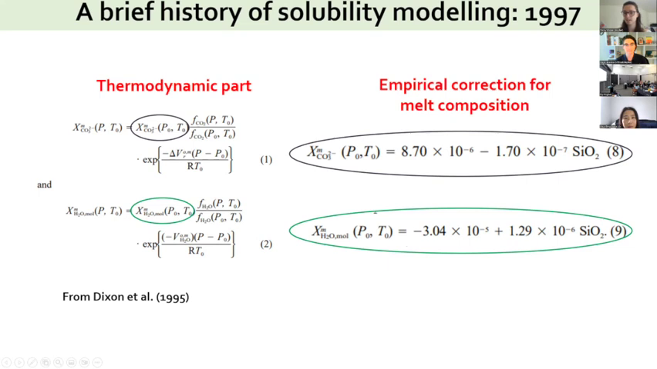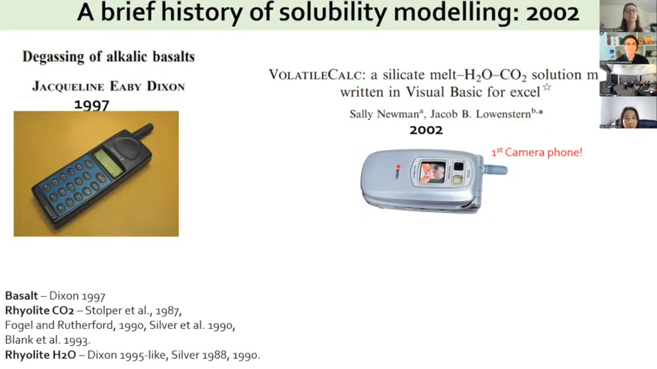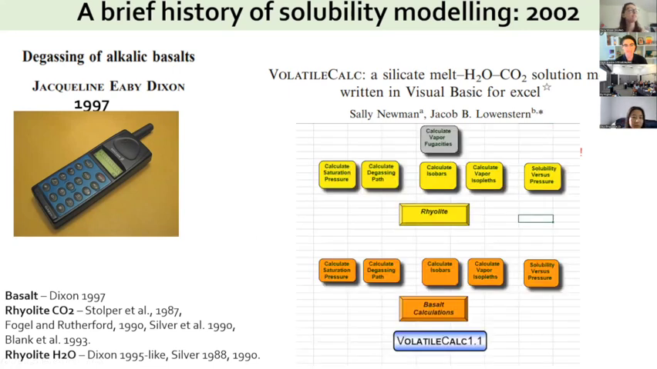You will see in the literature, some people say they're using Dixon with the full pi term, and others are just using this simplification. And it's this simplification that was included in VolatileCalc. So VolatileCalc was an Excel spreadsheet published in 2002. You can see we have a substantial increase in computation ability here. And basically, Sally Newman and Jake Lowenstern coded up 2 specific models. This is what it looks like. Many of you will have interacted with it.